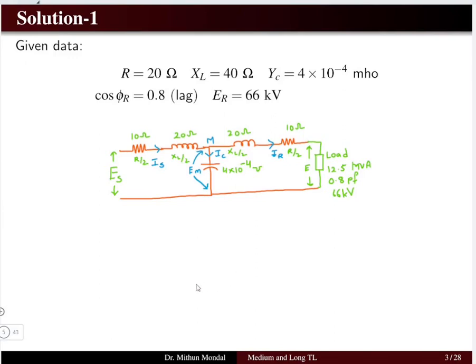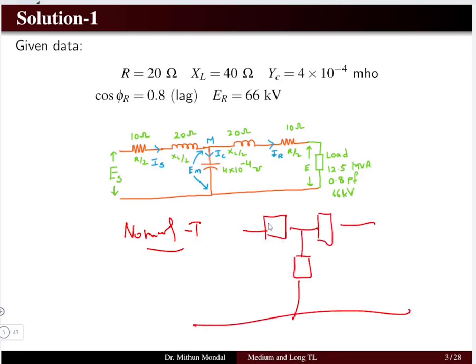We have to solve this problem by the nominal T method. So if you have the T method, you will have the circuit like this. This one will be Z by 2, this one will be Z by 2, and here it will be the admittance Y. So on this side you will have the sending end voltage, and on this side you will have the receiving end voltage.